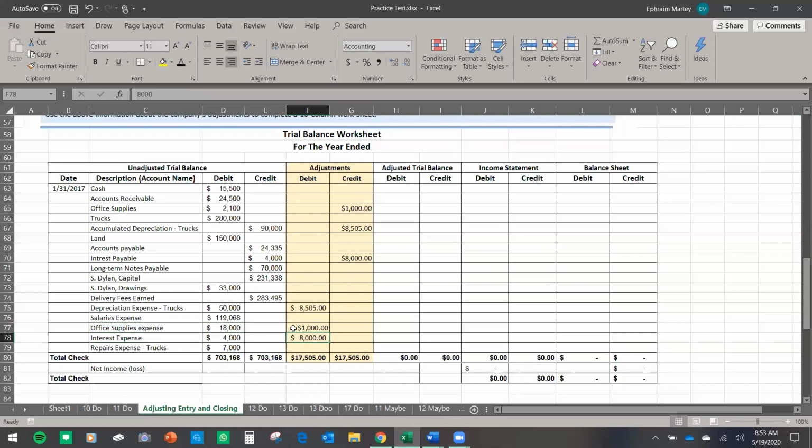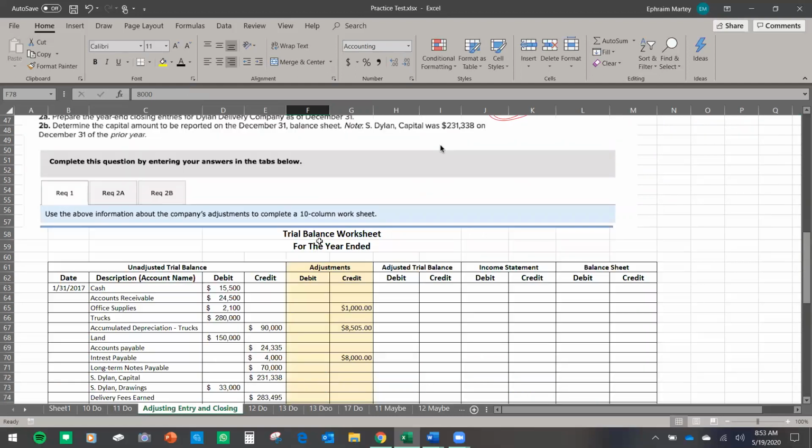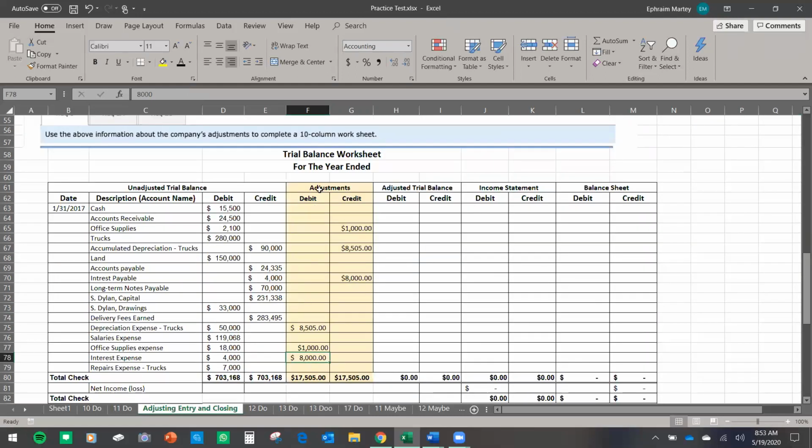Good. Now, what do we have to do? It says use the above information, the adjustments we did, to prepare the year-end close. So now we have the adjustments. Now we're going to do the adjusted one. So after doing the adjusting entries, what are our balances now? We're going to start with cash. We always start with cash.